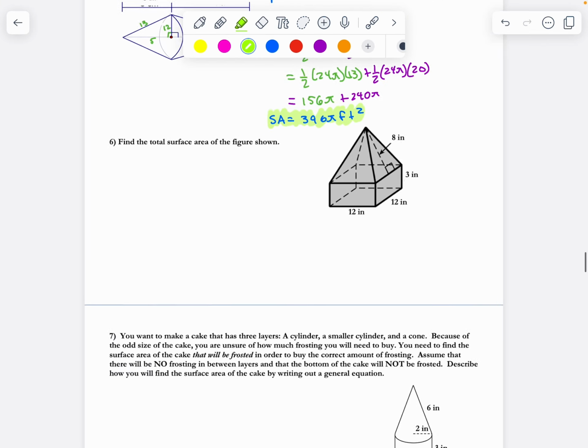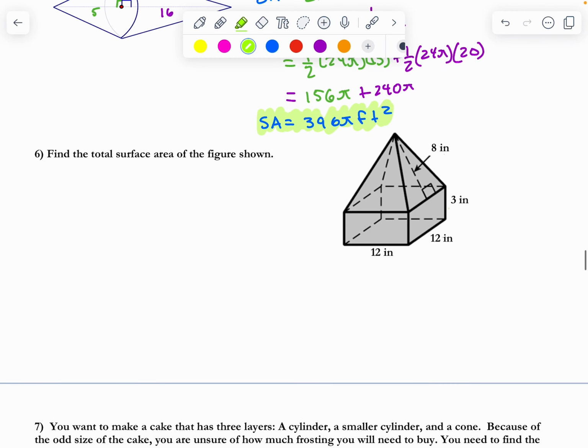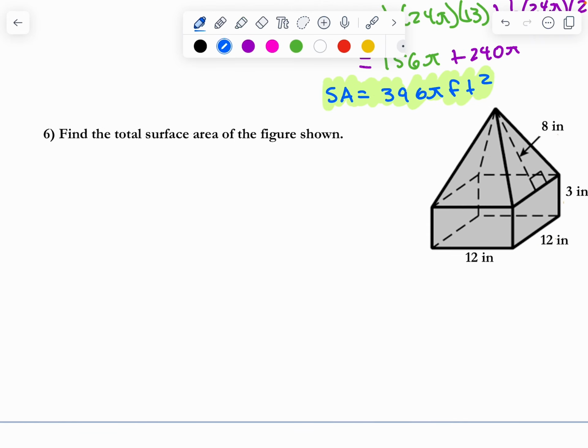Very simple. So let's go ahead and do number 6. Notice that here we've got a square pyramid and a square prism, or I guess in this case, a rectangular prism. Let's just do these. I'm going to write that the left side is my pyramid, because let's go top to bottom, and then on the right side we've got the prism. Boom.